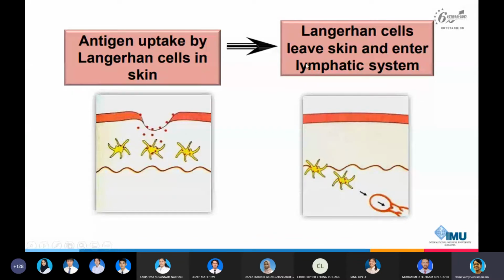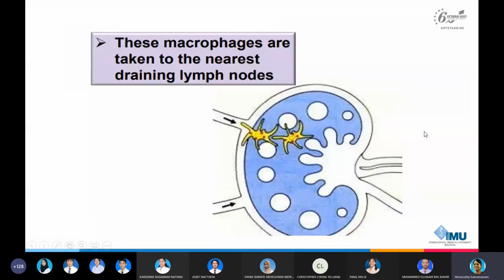So all these terms and conditions are being fulfilled. Okay, the Langerhans cells will leave the skin and enter the lymphatic system. And those cells will be taken to the nearest draining lymph node. If you could see here, they have taken up the microbe, the red color dots. So the immune cells have taken up the microbes and they are moving to the nearest draining lymph node here.